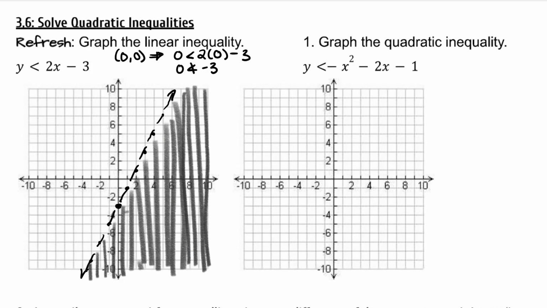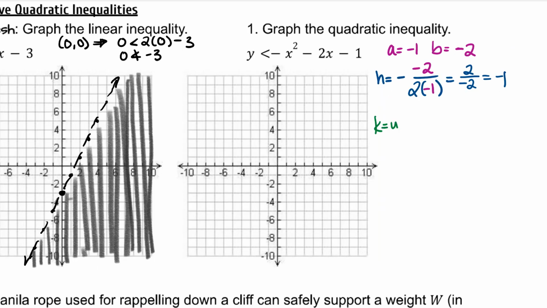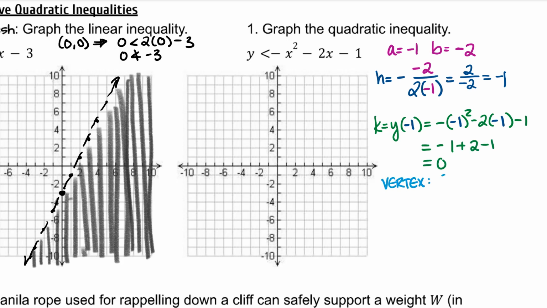This one is in standard form, ax squared plus bx plus c. So go ahead and find h, the x part of the vertex, by using -b over 2a. Plug that into the x's to get the corresponding y. Because a is -1, this is actually a less than, not a less than or equal. So go ahead and erase and use dashed lines.